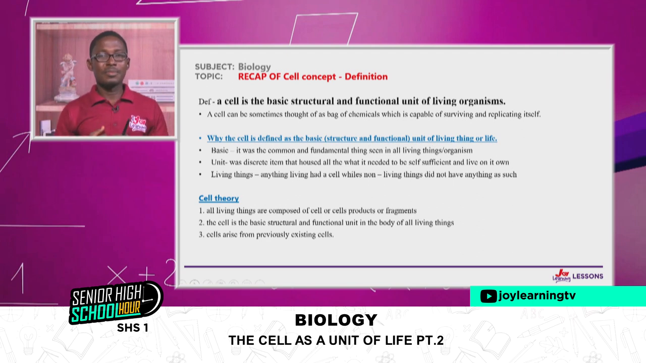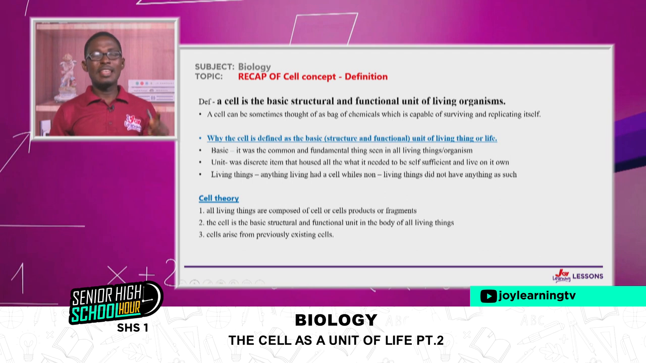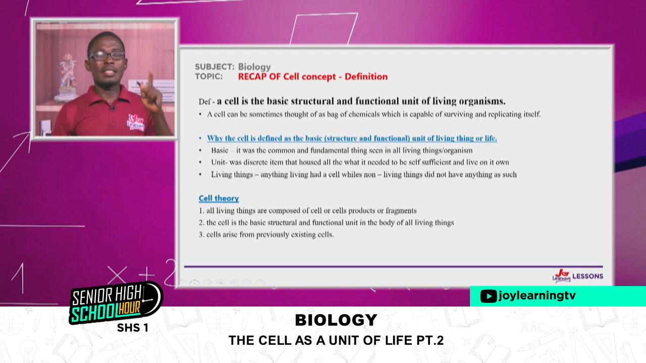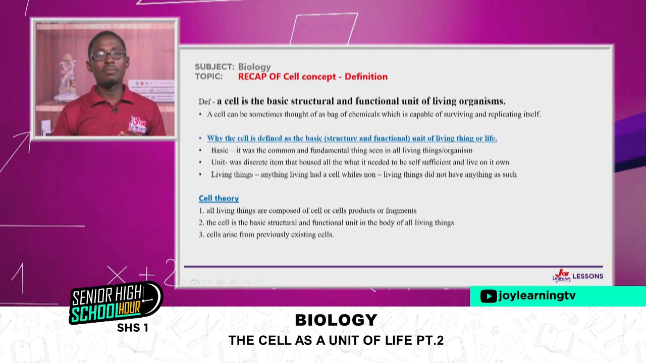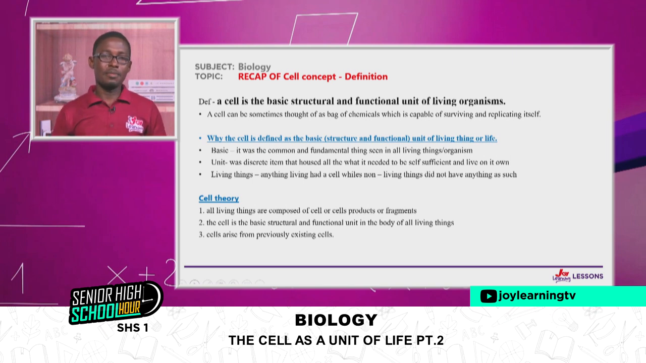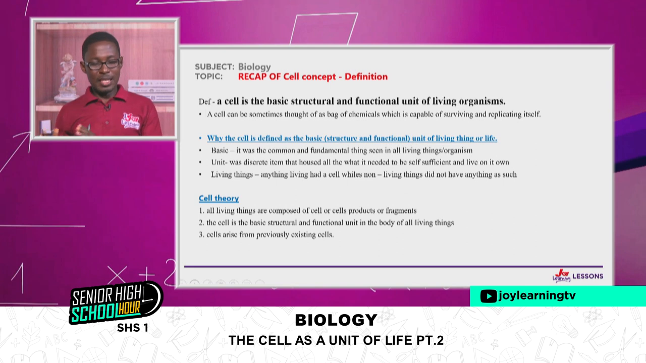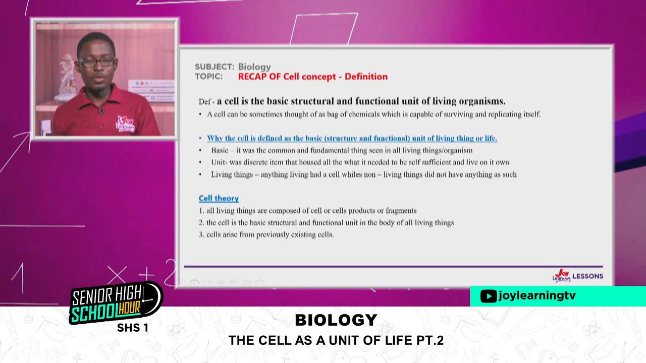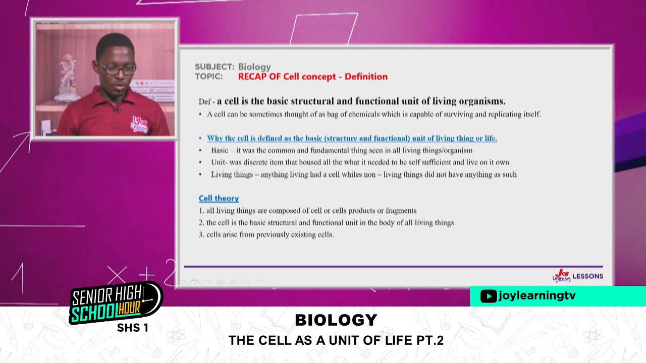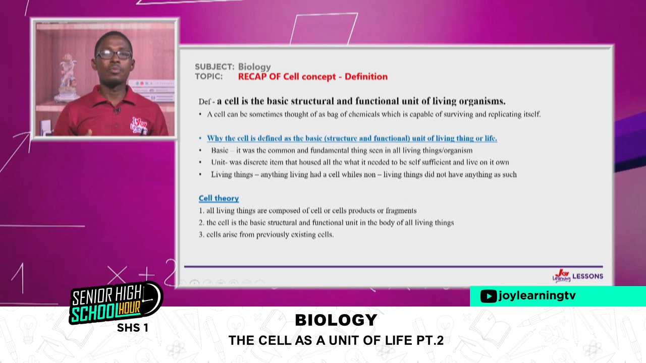You, this big body watching me, started from either a pre-existing cell or a single cell, and there was a lot of cell division till you became a multicellular organism. So if you are single, you came from another single organism. If you are multiple, you came from a single organism. So what we conclude on the cell theory point three says that cells arise from previously existing cells.